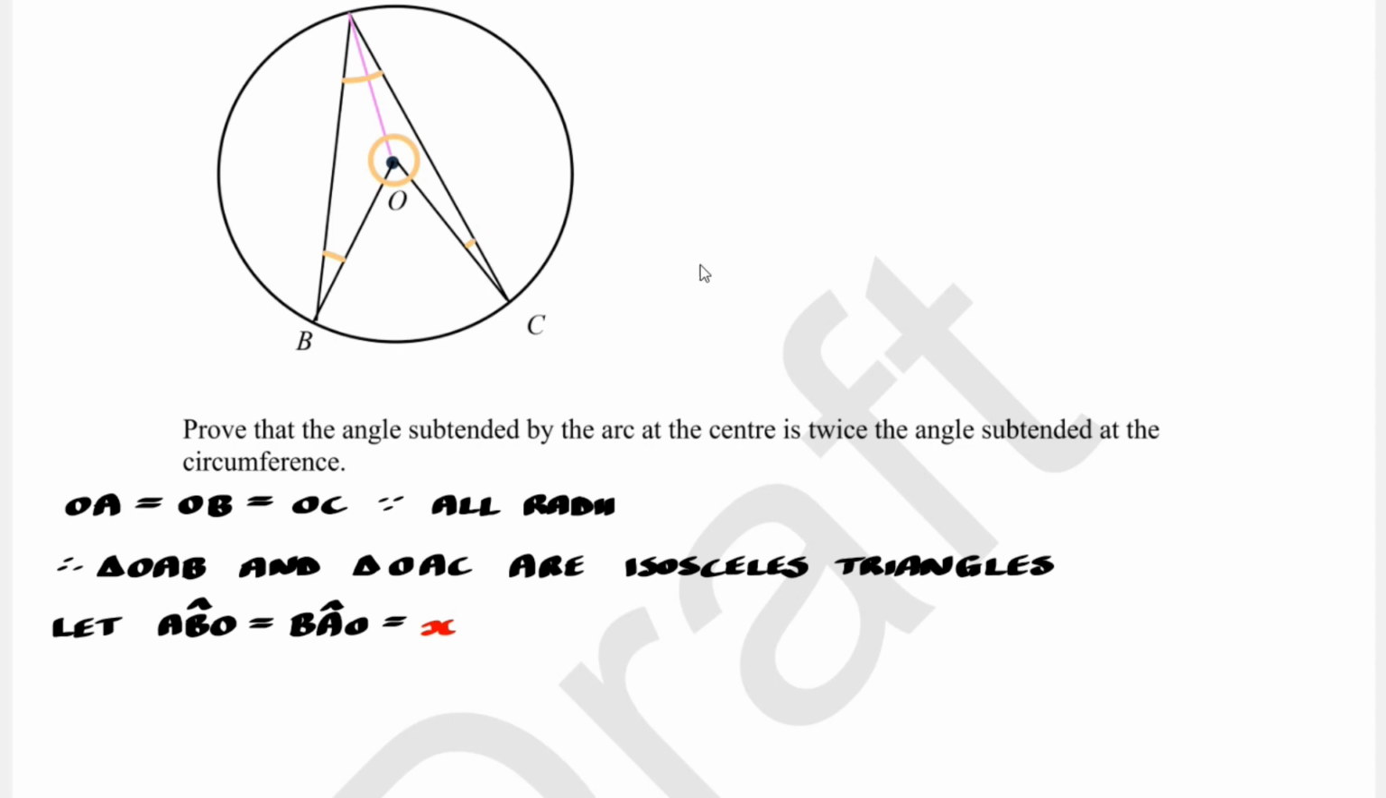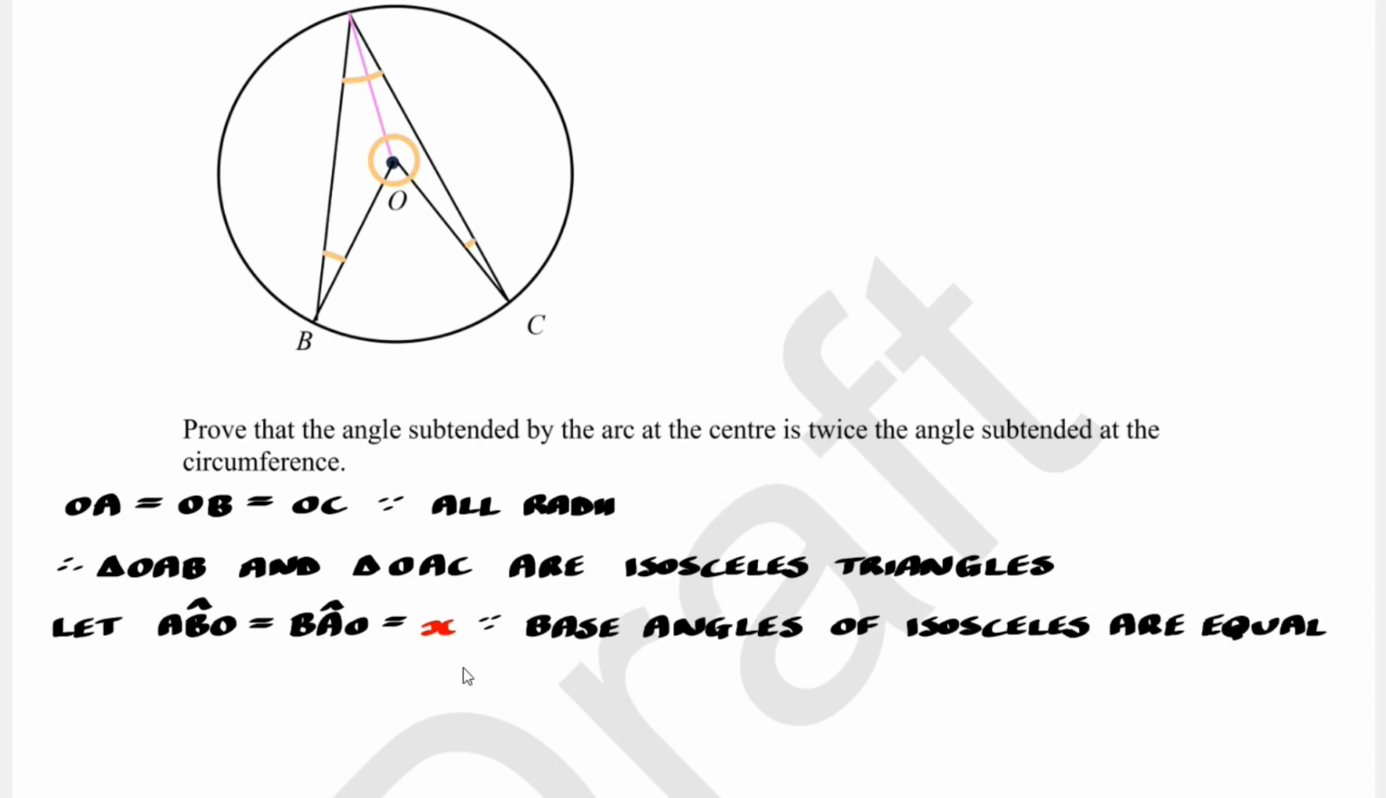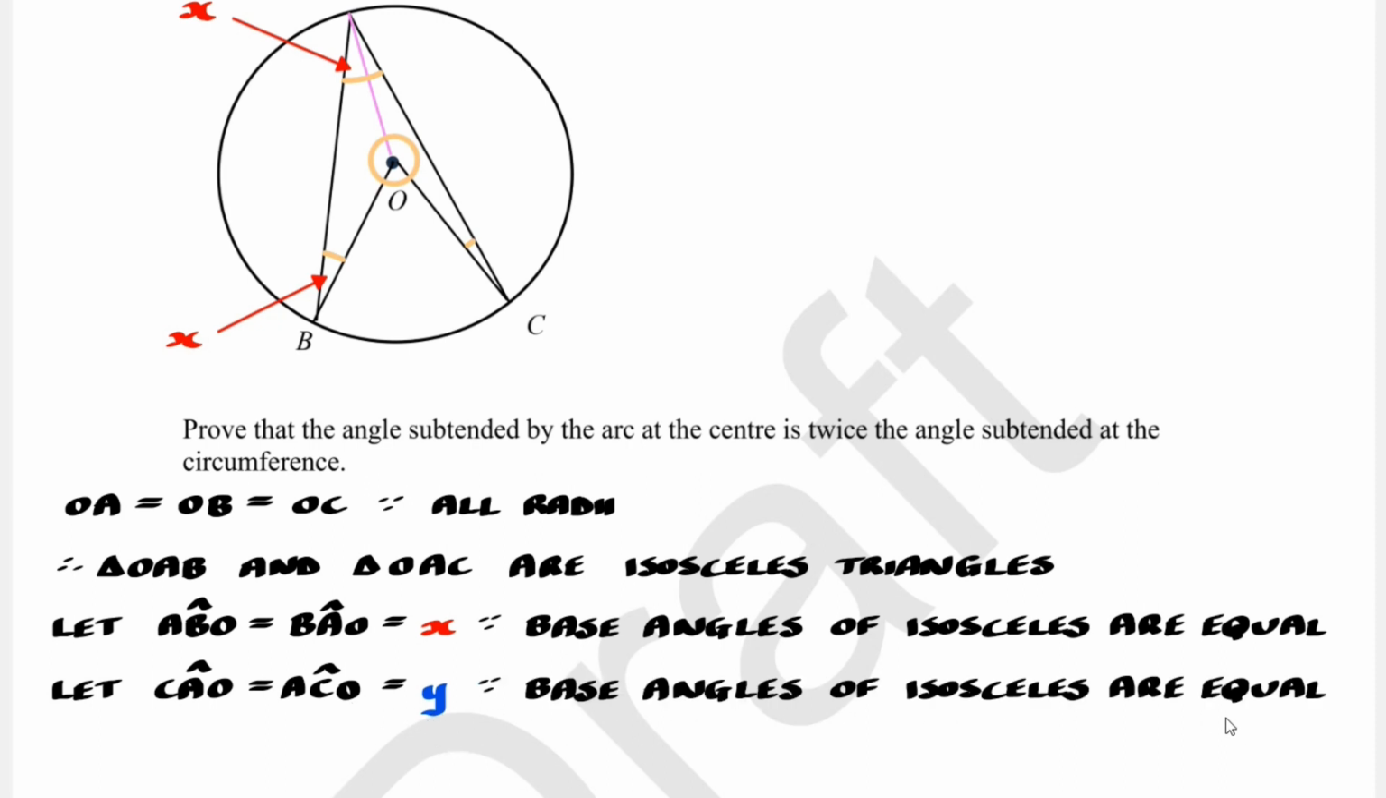So the first thing we will do is we will let the angle ABO equal BAO equal x. And that's because the base angles of an isosceles are equal. So we can show those here. And similarly, if we let the angle CAO equal ACO equal y, again same reason, the base angles of an isosceles are equal, we can show them on the diagram here.